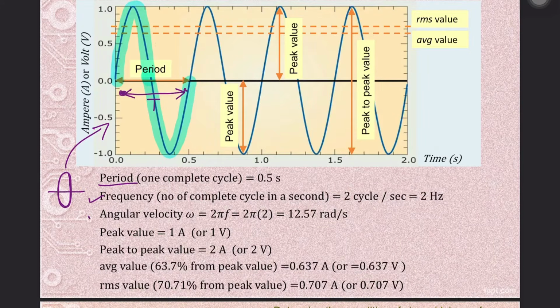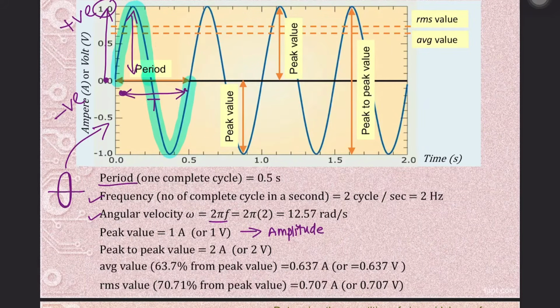Peak value is the amplitude. This is the amplitude. Amplitude is from this point, from 0 to the highest point of your sine wave. First half only, that is the peak value. Because for the sine form we are learning, the positive part on top and the negative part, the peak value will be the same. So either you take the top or the bottom, the peak value will still be the same, still called amplitude. So the highest value here for peak value is the top one. So how much is it? It is 1 ampere or 1 volt. Peak to peak value is from the top to the bottom.